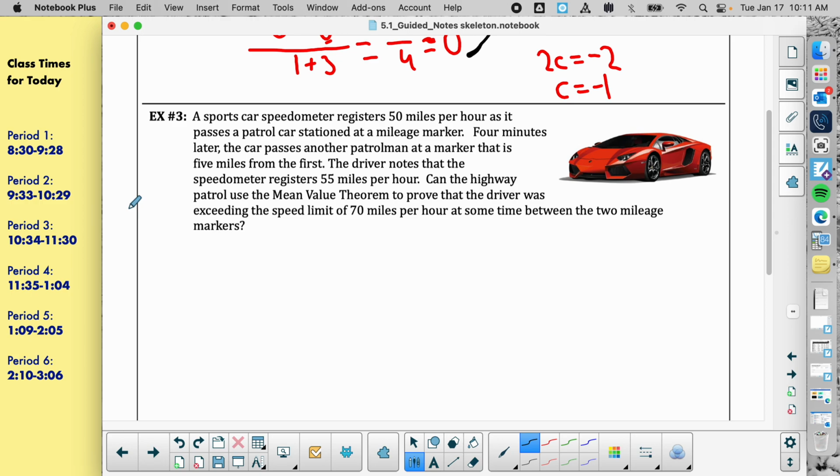Now, my guess is we're going to do this as a whole class. You're just going to be the writer. So when it mentions the 50 miles per hour and the 55 miles per hour, what are those? Does anybody know what those are considered? I would consider those to be the instantaneous derivative. We're getting there. We're doing this as a class. You're just the writer.